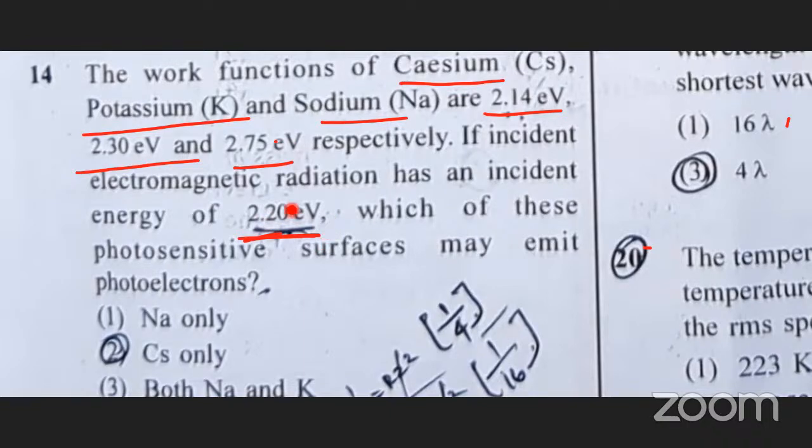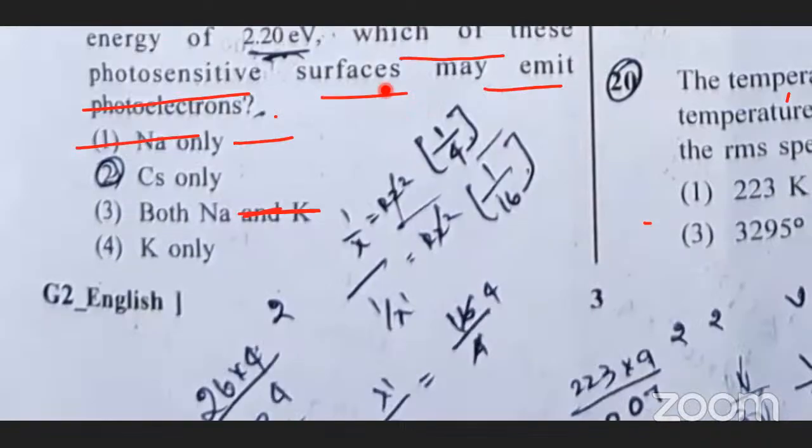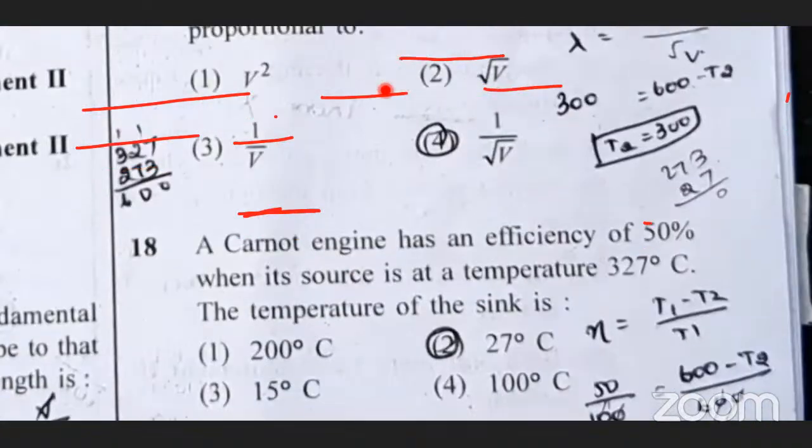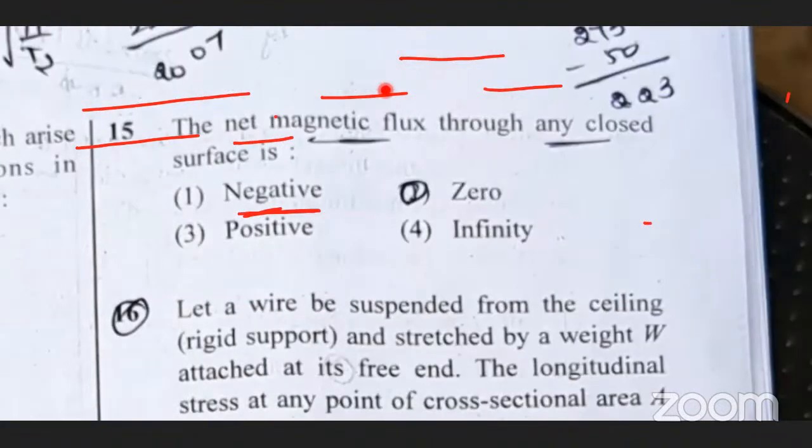So only this radiation can remove the electron from cesium because cesium has the work function 2.14. But the other two, potassium and sodium, have work function values greater than the energy of the incident radiation. So the photoelectrons are emitted only in cesium metal, not in potassium and sodium, because the work function of potassium and sodium is greater than the incident energy of the electromagnetic radiation. So the correct answer is cesium only. So this is a very easy question. If you know the concepts clearly, you can answer these kinds of questions easily.